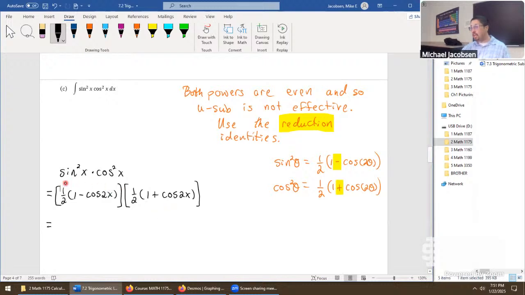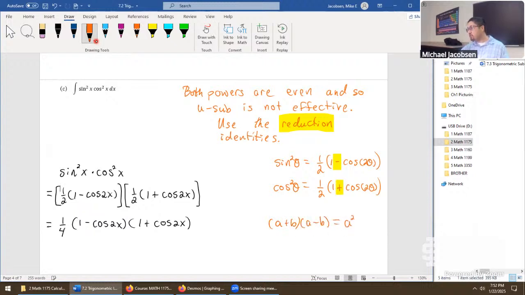First, we'll take 1/2 times 1/2 to get the 1/4. That leaves, let's just write it out so the notes don't look mysterious, 1 minus cosine 2x times 1 plus cosine 2x. But now we're looking at a type of conjugate formula. In other words, if you take (a plus b) times (a minus b), you get the difference of squares, a squared minus b squared.